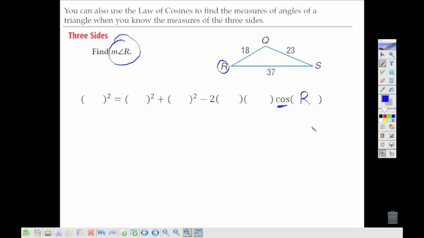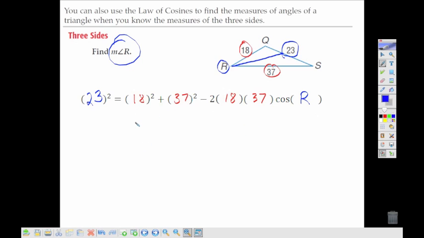The important thing at this point is to remember what is opposite of that. So the 23 is opposite of R, so I'm going to write that in over here, opposite of the angle R. I can now go back and fill in the other sides. We've got a 37 and 18. Those just fill in the other places. It doesn't matter what order, again, because 18 times 37 is the same as 37 times 18. So either order would be fine there.